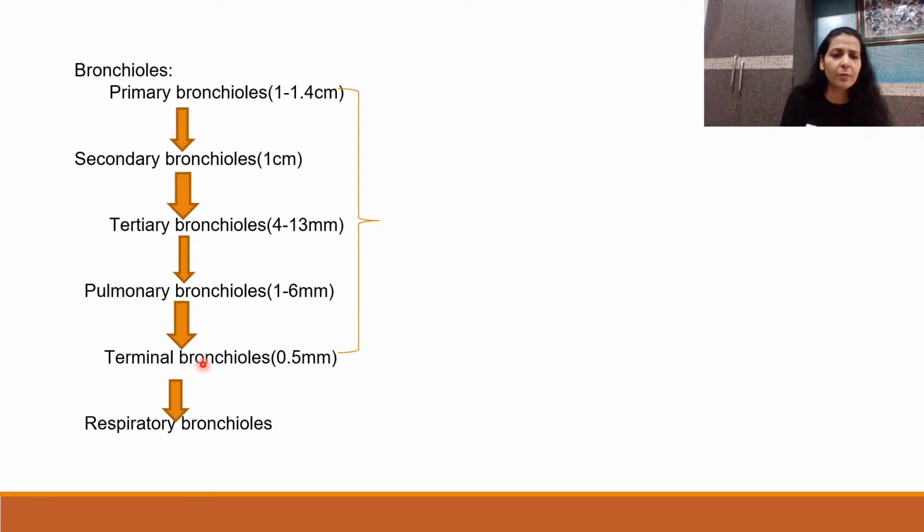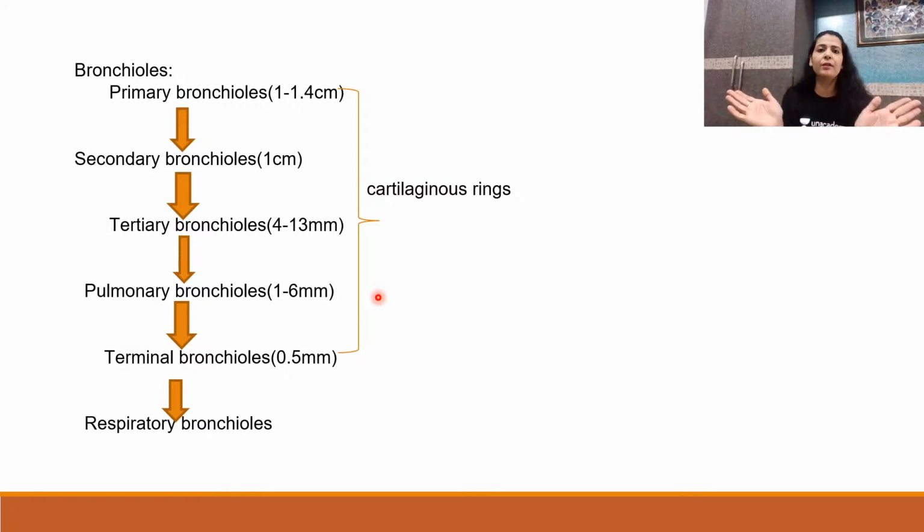Pulmonary bronchi, terminal bronchi. These all have cartilaginous rings. So remember, the trachea has cartilage rings. Those rings do not stop to exist once the trachea stops and bifurcates into bronchi. They still continue up to which level? Terminal bronchioles. The trachea bifurcates into bronchi, bronchi will still have those rings, and bronchi further bifurcate into primary, secondary, tertiary, pulmonary, terminal. Up to terminal bronchioles you have cartilaginous rings.